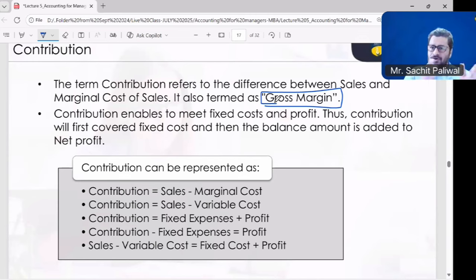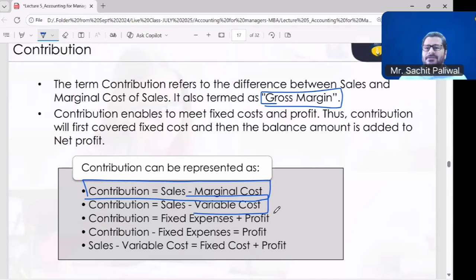So this gross profit we have already discussed in financial accounting. That is the same thing we call contribution in cost accounting. The nomenclature has changed. In cost accounting, we call it contribution. In financial accounting, we call it gross margin. Okay. It's a gross profit. So how is the contribution calculated? That is the same, sales minus marginal cost, or we can call it variable cost.